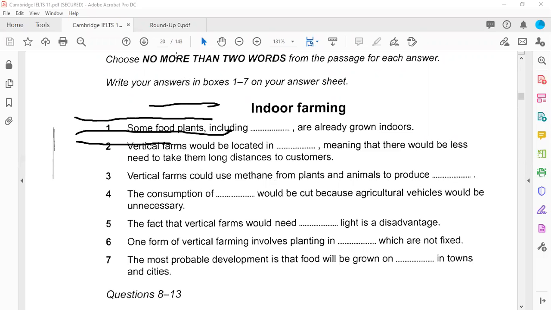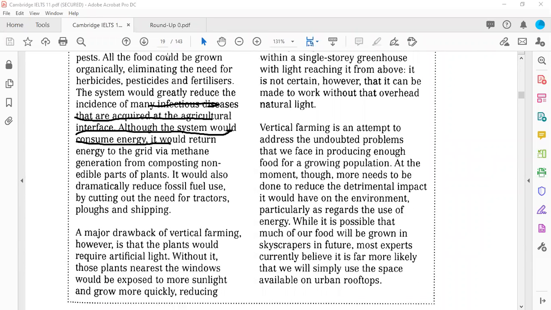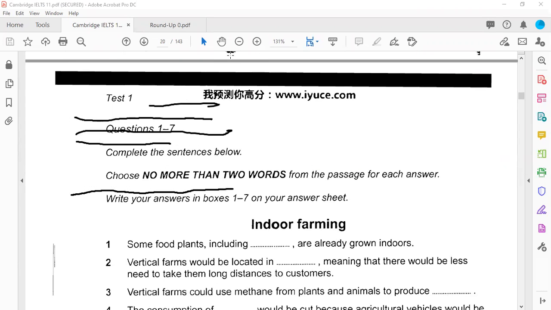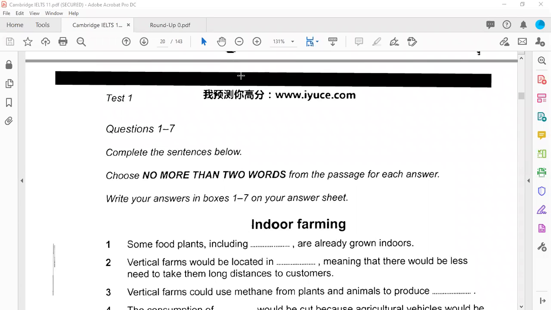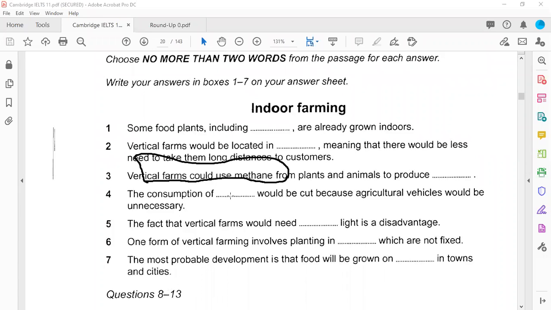The consumption of fossil fuel. Dramatically reduce the use of fossil fuel. Yes. Okay, now we must watch out. I forgot to bring this to your attention. They say very clearly, no more than 2 words. We can only use 2 words, no more. The consumption of fossil fuel.